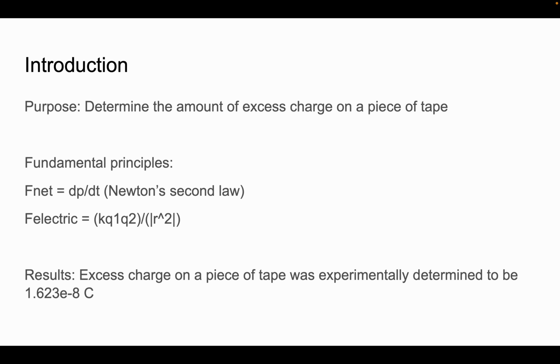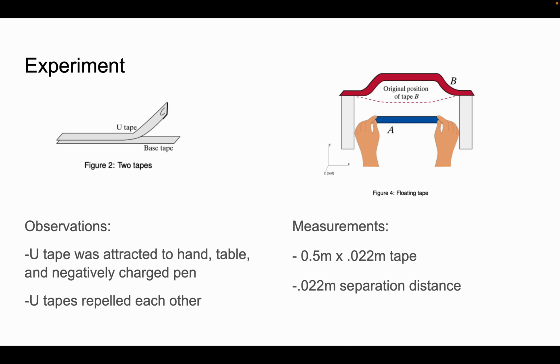So the results for this experiment were that the excess charge on a piece of tape was experimentally determined to be 1.623 times 10 to the negative 8 coulombs. And this is how the charged tape was generated: by ripping one piece of tape off of another piece of tape, the base tape.